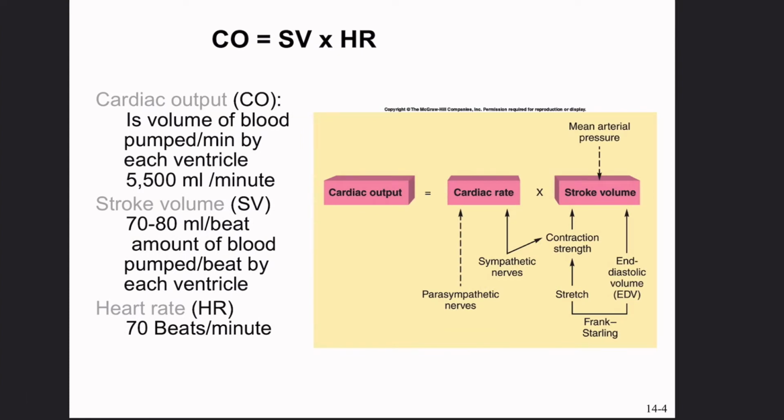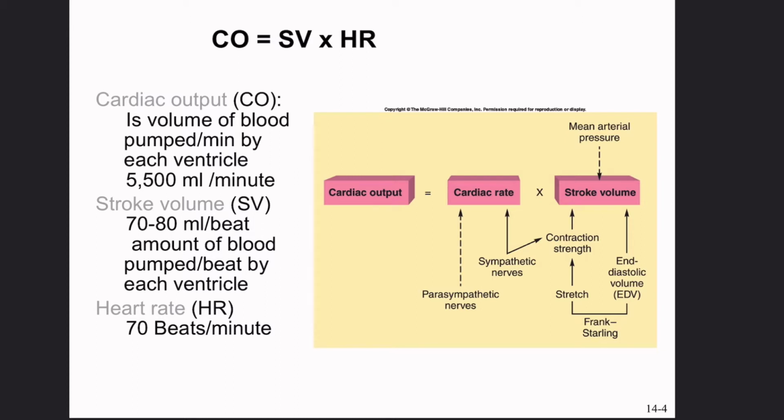So, some terms that you should know. Cardiac output is the volume of blood pumped per minute by each ventricle. The stroke volume is the amount of blood pumped per beat by each ventricle, and this comes out to be about 70 to 80 milliliters per beat by each ventricle.